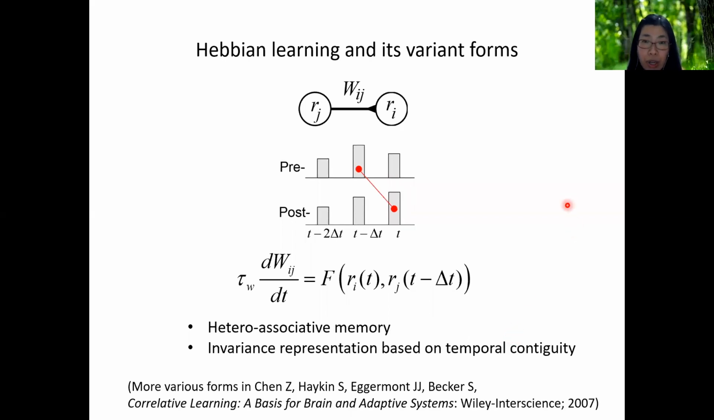Another important variant is the temporally asymmetric learning rule, which associates the activity for the current state, like postsynaptic activity at the current stimulus, with presynaptic activity for the past stimulus. This is called forming hetero-associative memory, that is, associating different patterns at different times, and is suggested to extract coarse invariant representations based on the temporal contiguity of the stimulus.